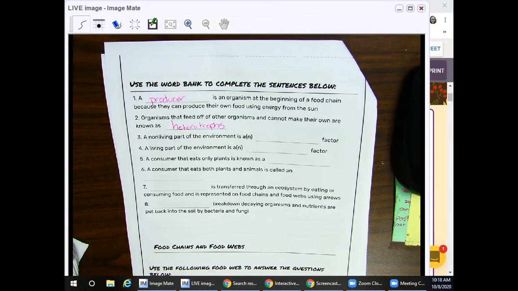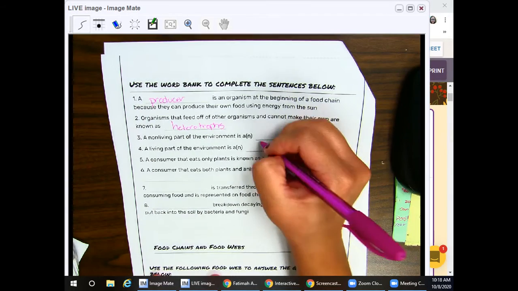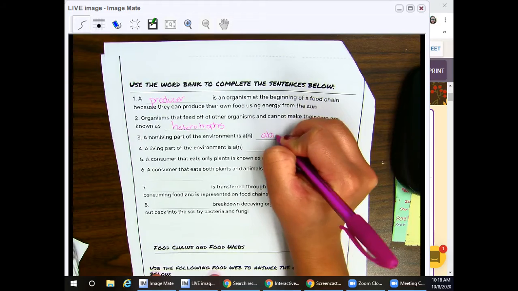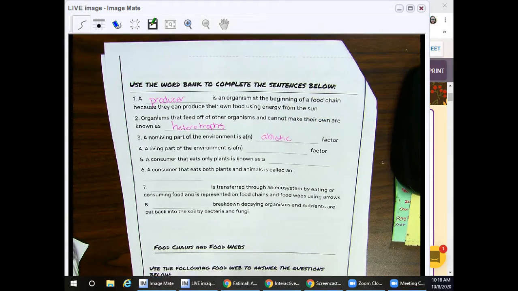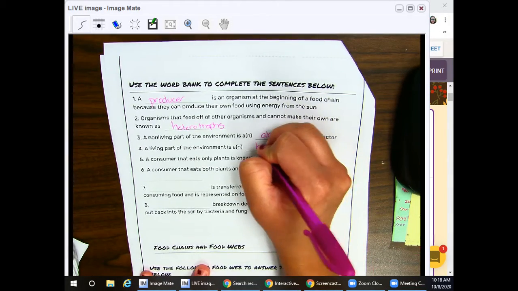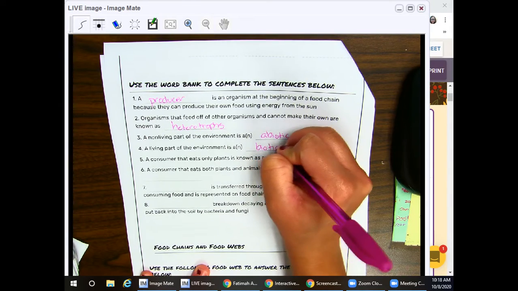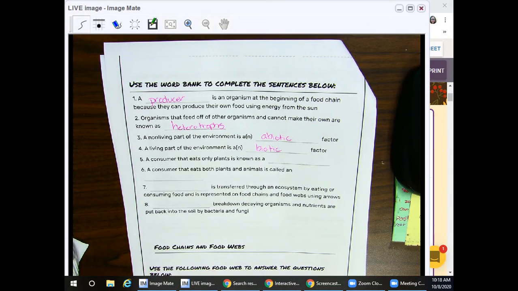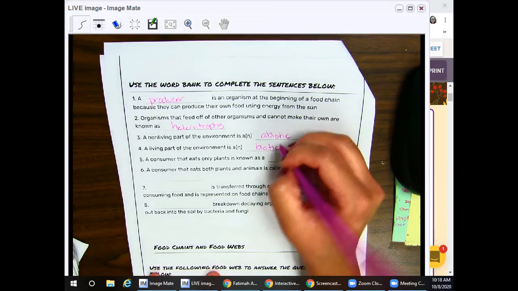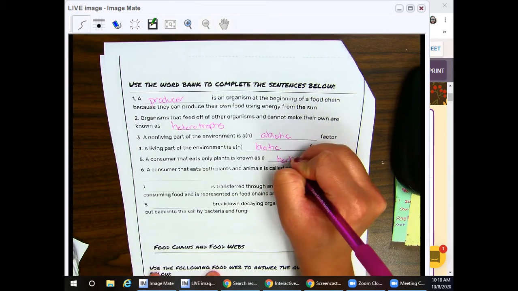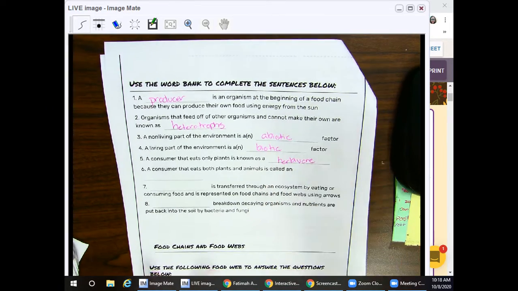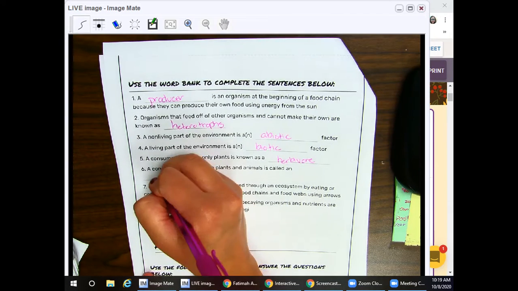A non-living part of the environment is an abiotic factor, and the living part is a biotic factor. A consumer that eats only plants is known as a herbivore. A consumer that eats both plants and animals is called an omnivore.